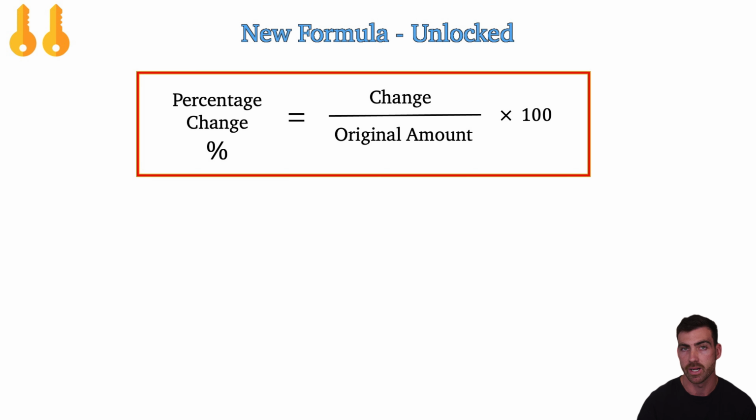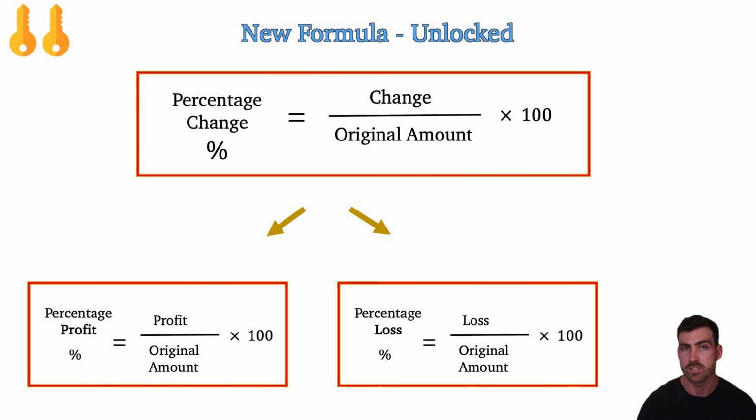Now the powerful part. We can connect this to profit and loss. The structure stays the same. What change goes on top, which is the profit or loss. What we started with goes on the bottom, which is the cost price or the original amount. So this isn't a new formula. It's something you already knew, just flipped. And now you can solve any percentage change problems.